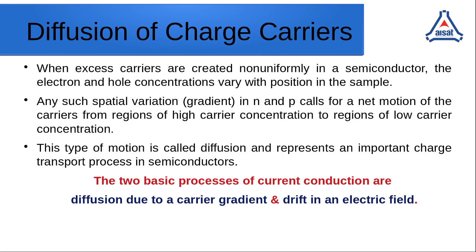So in diffusion, there is a gradient, which means the variation of concentration of electrons and holes, that makes the carriers move from high carrier concentration to low carrier concentration. So in a nutshell, the two basic processes of current conduction in the semiconductor are diffusion due to a carrier gradient and drift in an electric field.